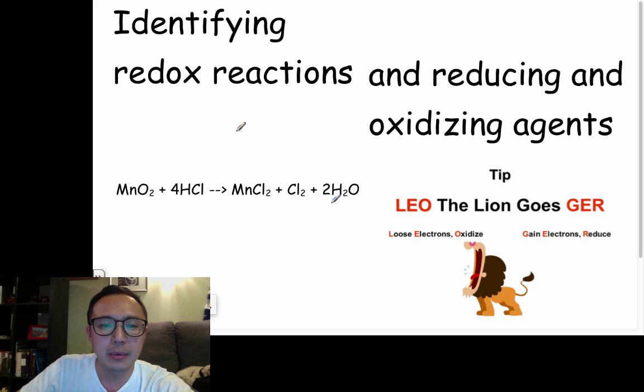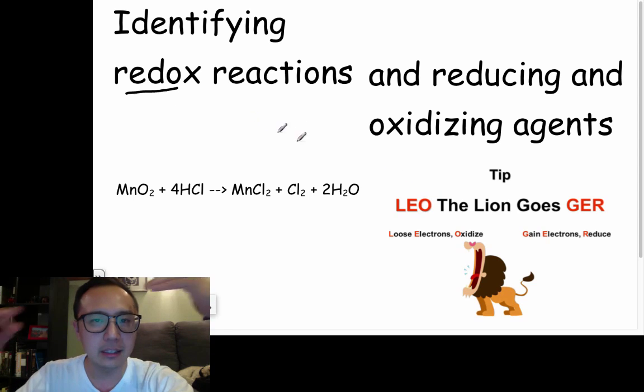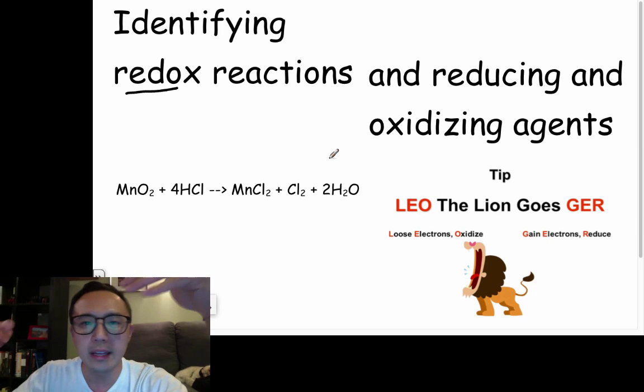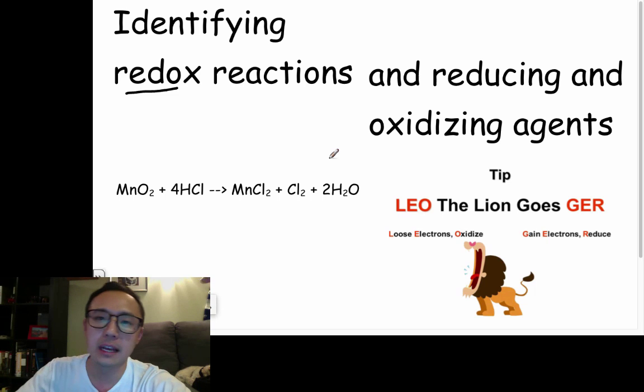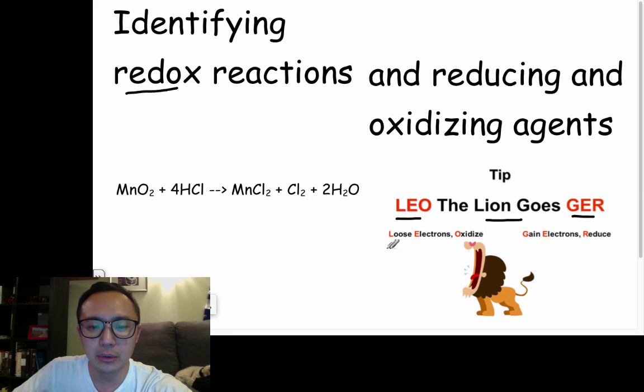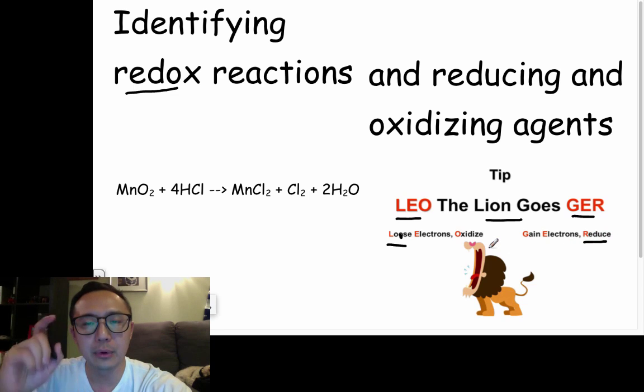So here's an example. What a redox reaction is, one really good way of remembering is that you're looking at which one is gaining electrons and which one is losing electrons. One really good way is the line goes GER. What that means is that if something loses electrons, then it is oxidized, and if it gains electrons, that is reduced. So that's looking at that individual atom or element.